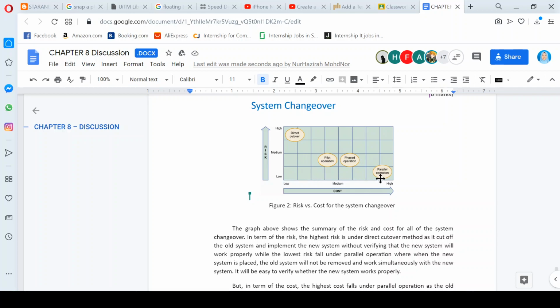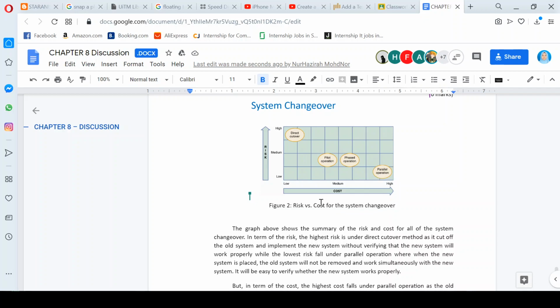Kalau parallel operation, sebabkan dia bagi sikit-sikit, jadi dia punya risk berkurang sebab setiap kali dia bagi sikit-sikit, risk untuk failure tu tertumpu pada bahagian yang dia bagi dekat user sahaja.